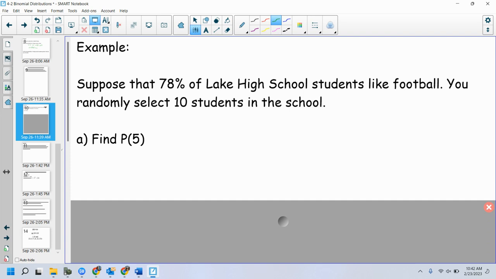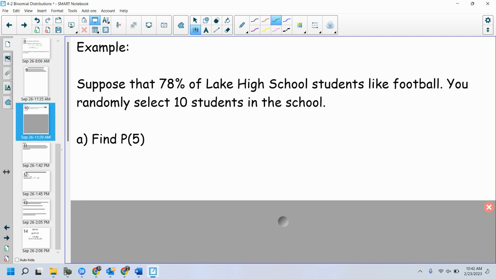Suppose that 78% of Lake High School students like football. You randomly select 10 students in the school. Find P of 5. Now this notation, find P of 5, is saying find the probability where X is 5. So in this context, I'm going to randomly select 10 students. P of 5 is saying find the probability of exactly 5 students out of those 10 liking football.